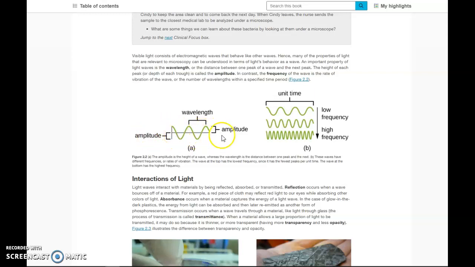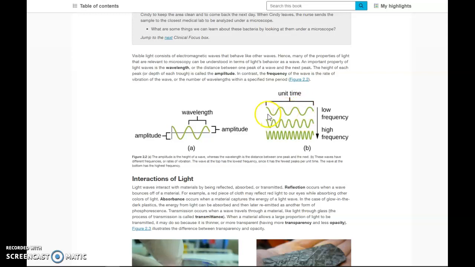If we look at a wave here, as you see in figure A, you see a couple of different properties. We have the amplitude, the wavelength, and frequency. The wavelength is the distance from peak to peak, or trough to trough. So that is the wavelength. The amplitude is the height of each peak or the depth of each trough, as you see here. And the frequency is the rate of vibration or the number of wavelengths within a specified time period.